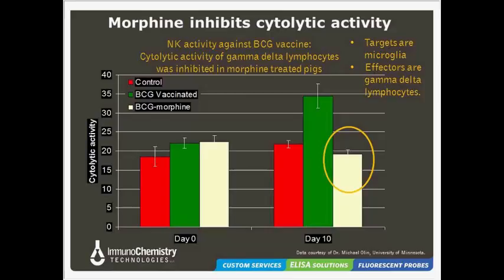In this case, pigs were either vaccinated with BCG alone, which is a live tuberculosis vaccine developed from Mycobacterium bovis, which causes tuberculosis in cows, or morphine plus the BCG. The data demonstrate that antigen-specific cytotoxicity was markedly impaired due to morphine treatment, which is the yellow bar on the right.